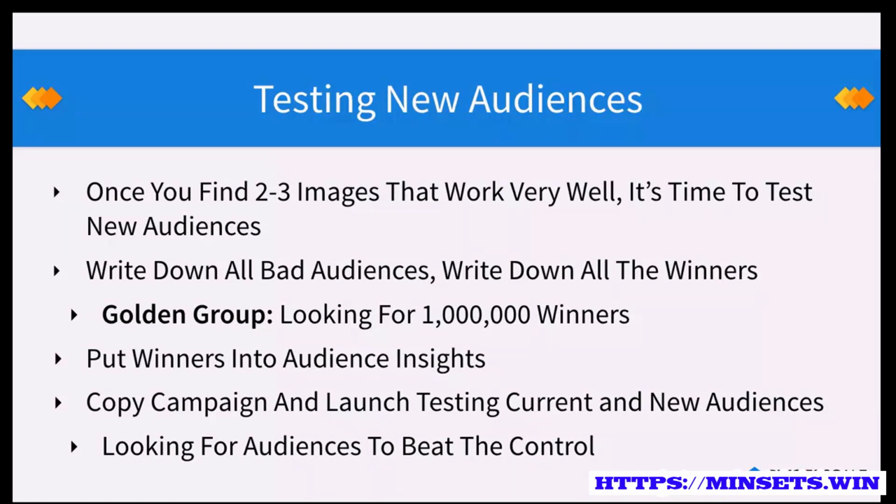Then take those winners and put those into audience insights and learn what else is working there. I showed you that in one of the previous videos, how to use audience insights. Once you find some other audiences, you want to copy the campaign, follow the steps I outlined in that last slide about images, copy the campaign, and then launch, testing your winning audiences versus some new ones and see if you can beat those. We're looking for audiences to beat the control. And that's how you systematically test that and make sure that you're tracking that well and that you ultimately find better and better audiences till you get to 1 million people in a population, and that's your golden group of winning audiences there.